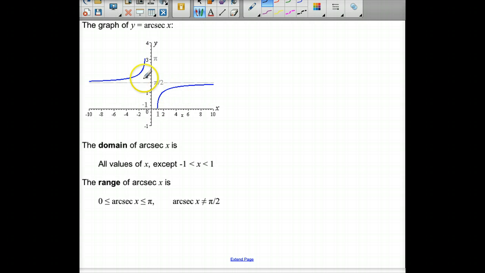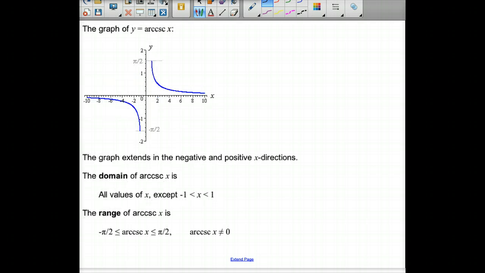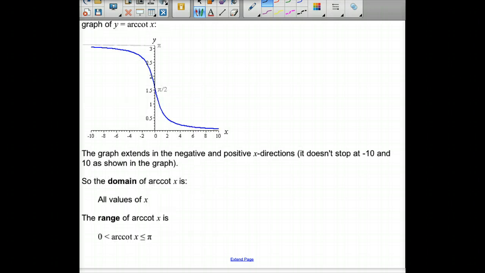So arcsecant is a pretty weird one, and so is arccosecant. It goes in the positive x direction and negative x direction, but nothing in the middle between -1 and 1, and the range is -pi over 2 to pi over 2, but nothing at 0. So pretty weird domains and ranges for those two. Arccotangent, the domain is all reals. The range is 0 to pi.